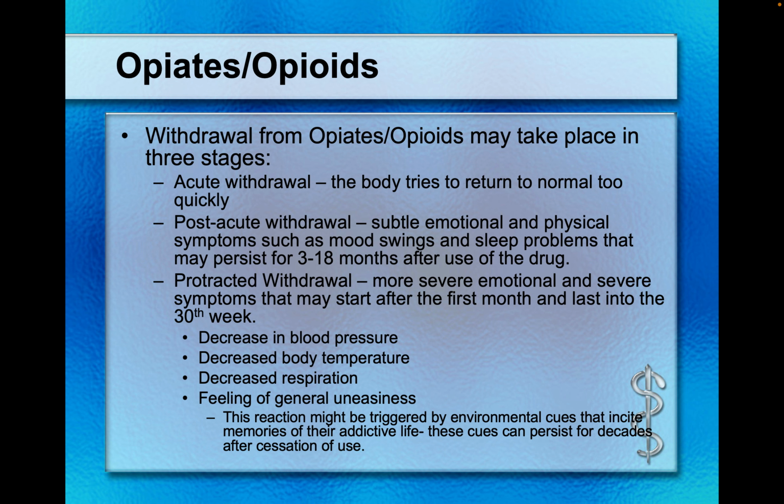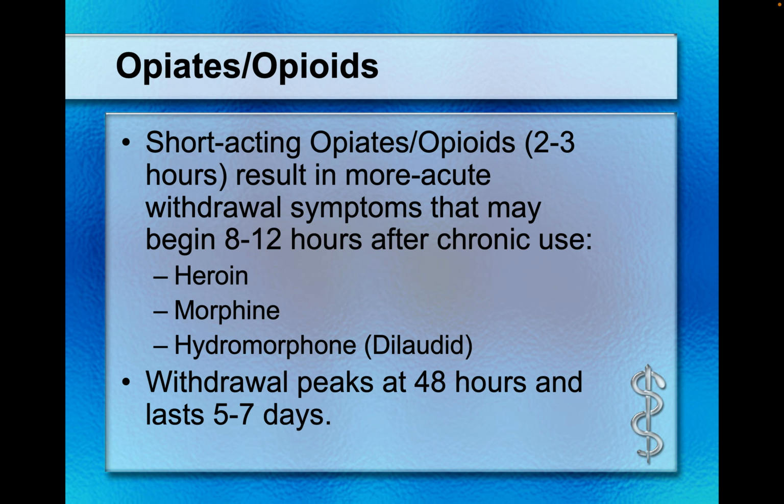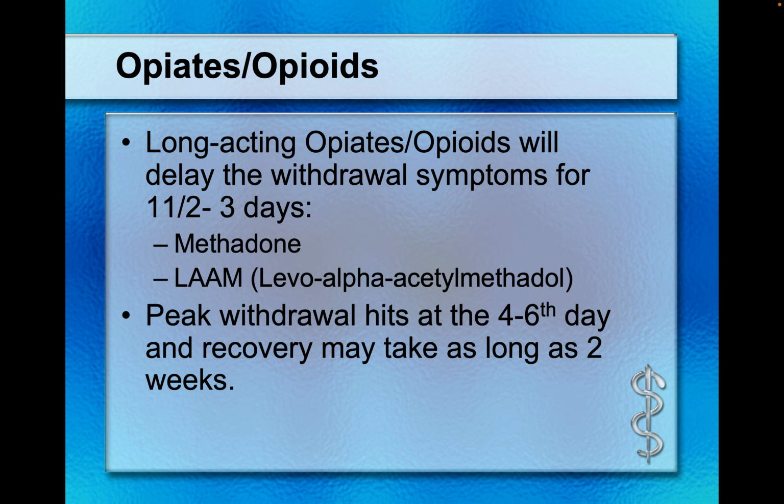This reaction might be triggered by environmental cues that incite memories of their addictive life. These cues can persist for decades after cessation of use. Short-acting opioids, 2 to 3 hours, result in more acute withdrawal symptoms that may begin 8 to 12 hours after the chronic use. Heroin, morphine, hydromorphone, also known as Dilaudid. Withdrawal peaks at 48 hours and lasts 5 to 7 days.